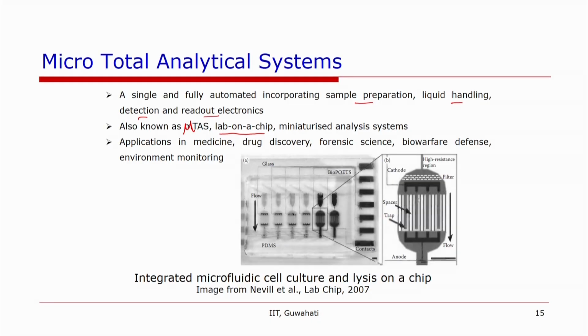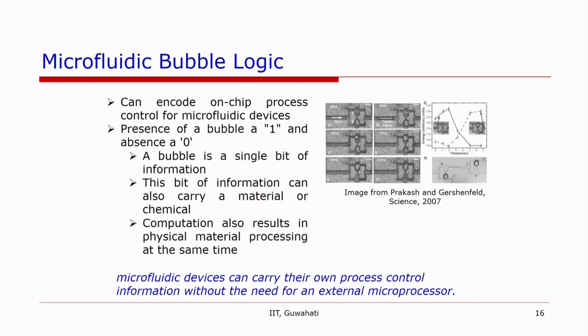They are miniaturized analysis systems, and they of course have applications anywhere where you want to analyze chemically or biologically a particular sample. So, in medicine, drug discovery, forensic science, biowarfare, defense, environmental monitoring, oil and gas industry, and so on and so forth. So, this is another example of integrated microfluidic cell culture analysis on a chip. We have already seen an example for DNA.